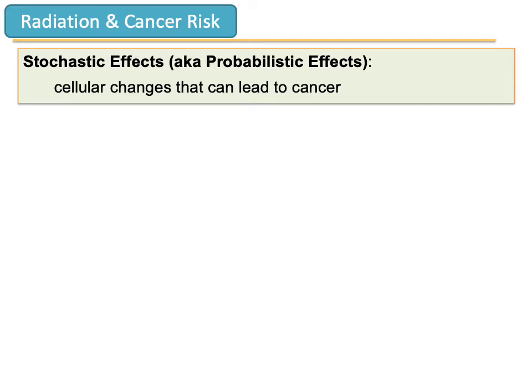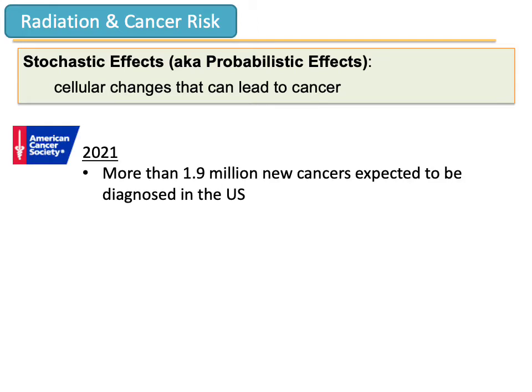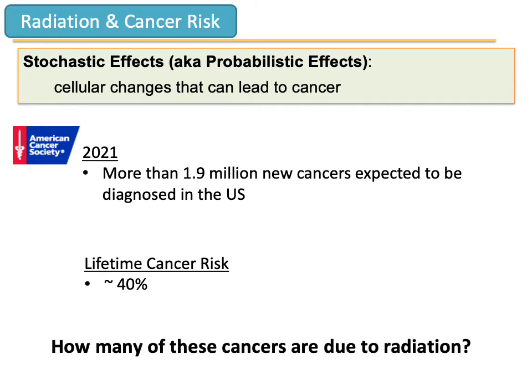This can be a particularly tricky topic because while there are some things that we do know, there are others that we still don't know about radiation and cancer risk. Part of the reason for this is that the background incidence of cancer is very high. The American Cancer Society predicts that in 2021, more than 1.9 million new cancers will be diagnosed in the US. The lifetime cancer risk is high. It's about 40%.